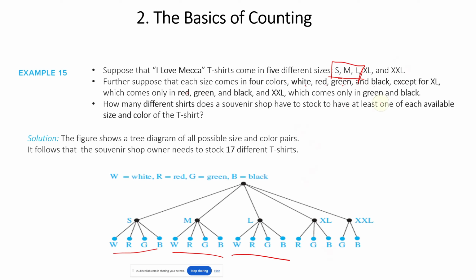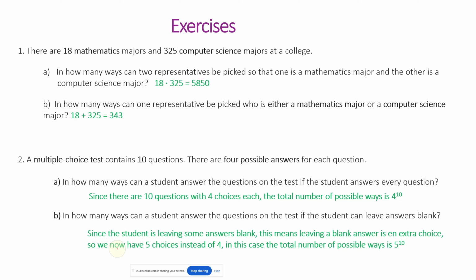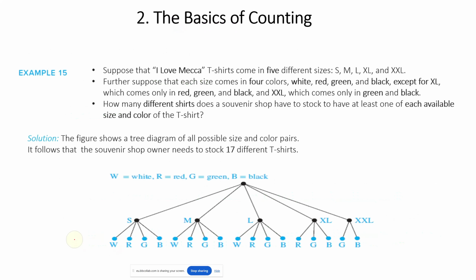And then also the XXL comes in green and black. So I'll just represent that. And then you can count now how many possibilities there are. So this is also a way to do the counting. And that's pretty much it for this part over here.